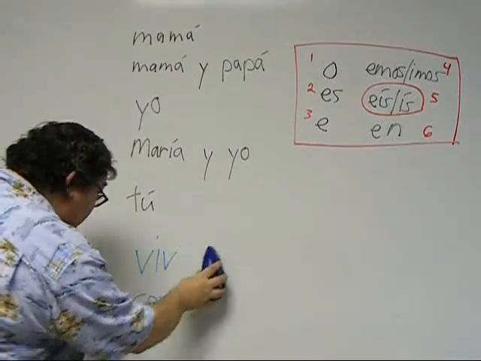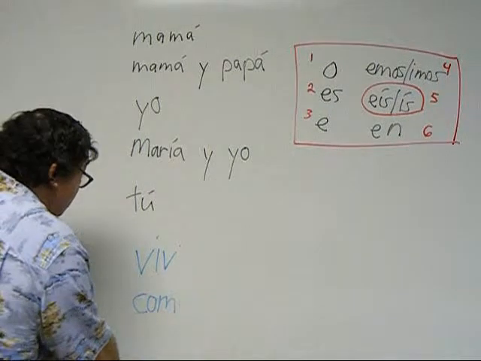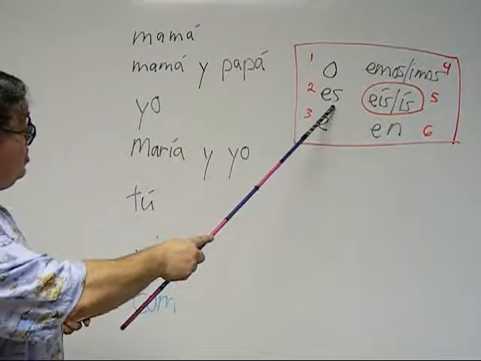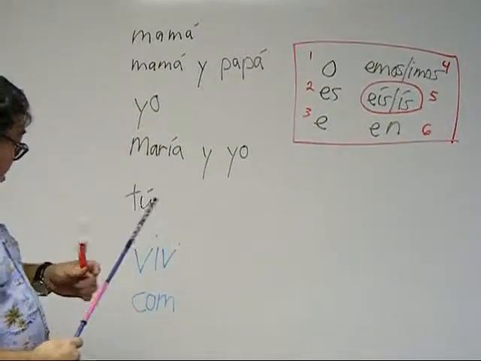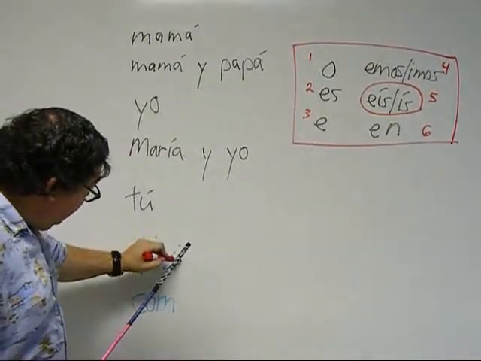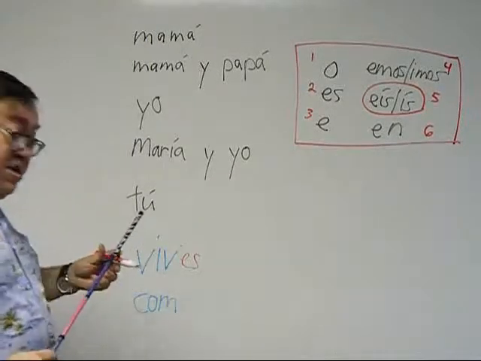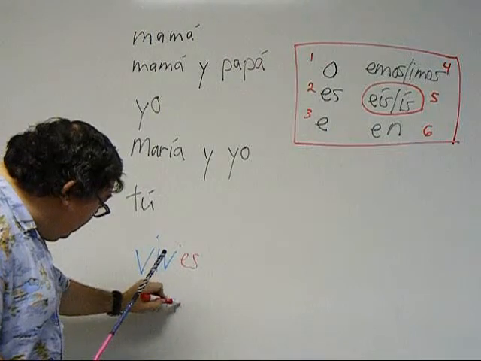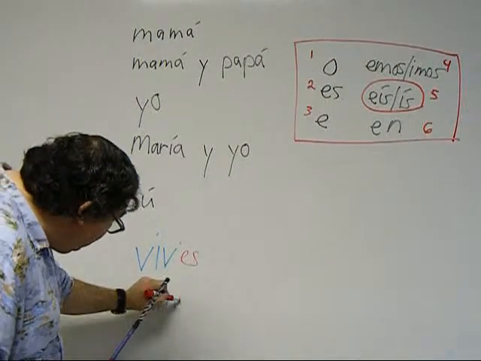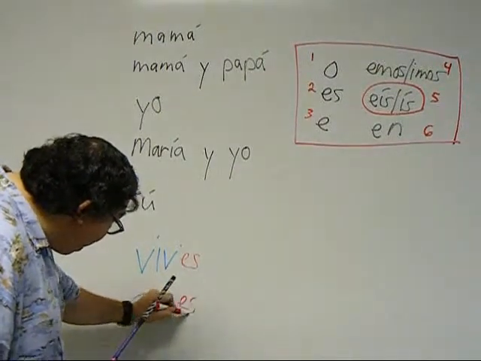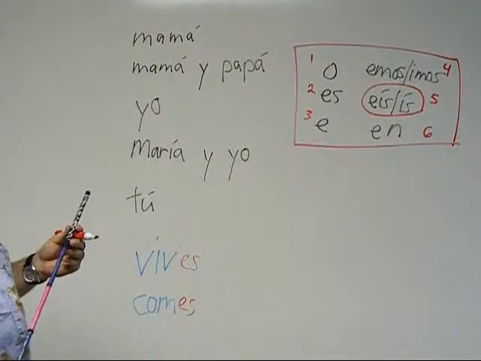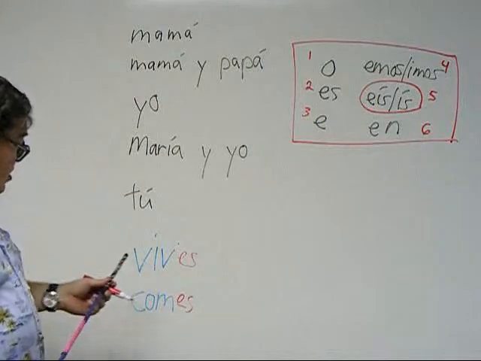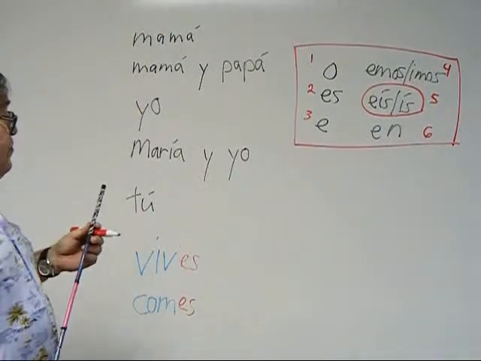Okay, I got two more endings here. I got tú. All right. Now, the tú is this number 2 slot here. So it's going to be an ES. So I might say, ¿Dónde vives tú? Where do you live? ¿Comes tacos? Do you eat tacos? Or I might say, you're eating tacos. Tú comes tacos. Okay. So those are the conjugations that go with tú.